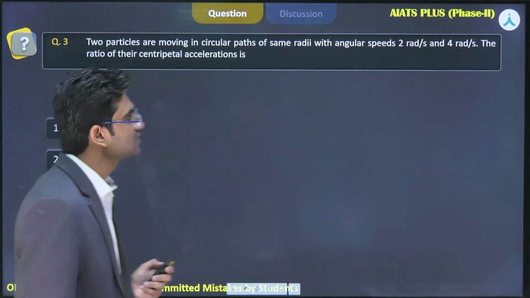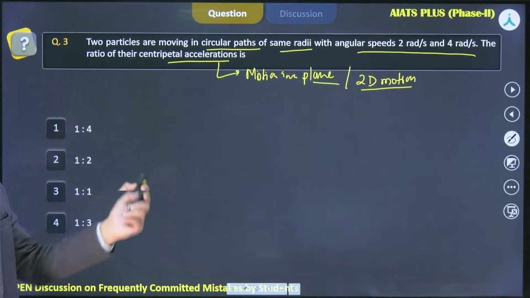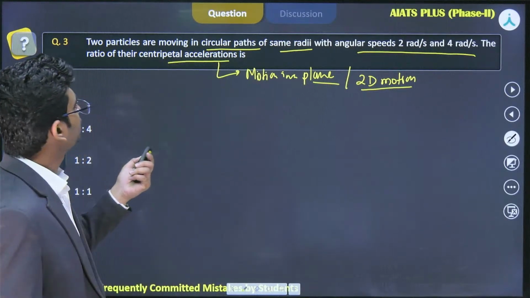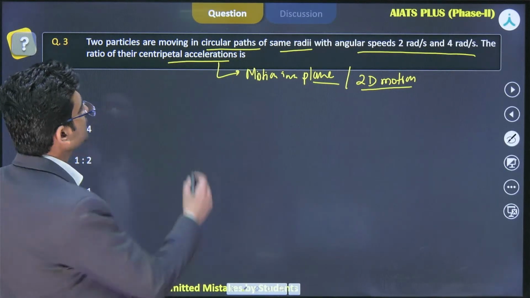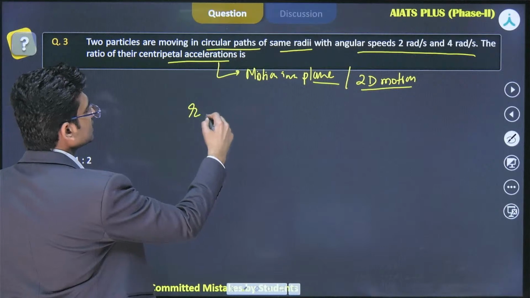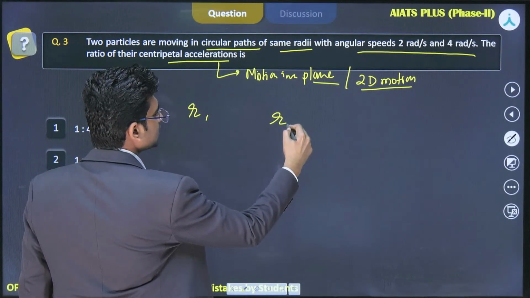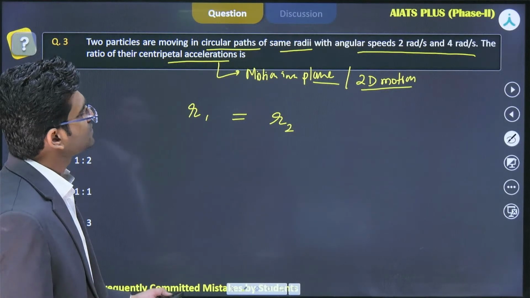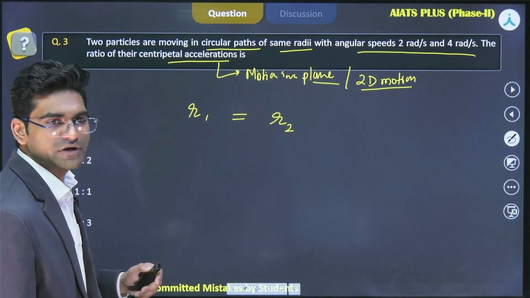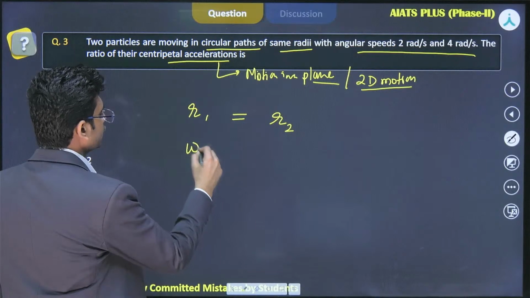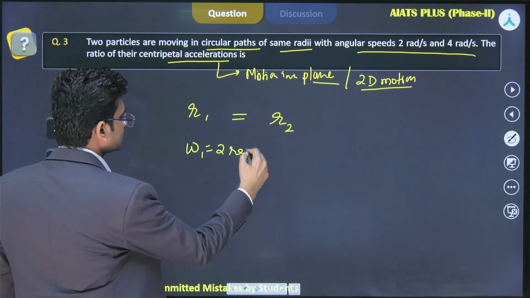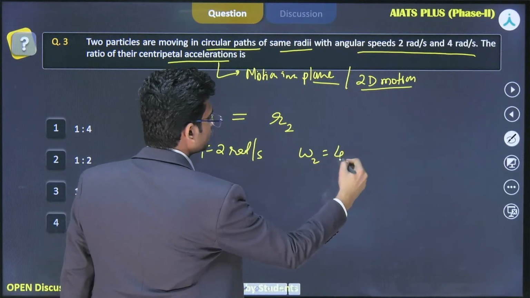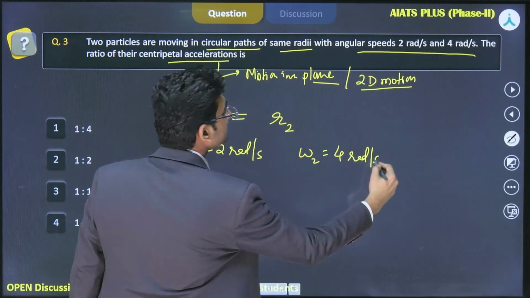We will solve this question with the help of whatever we have studied so far. Two particles are moving in circular paths of the same radii. It means there are two particles and their radius is exactly the same, so r1 is equal to r2, with angular speeds 2 radian per second and 4 radian per second. Let's take omega 1 as 2 radian per second and omega 2 as 4 radian per second.